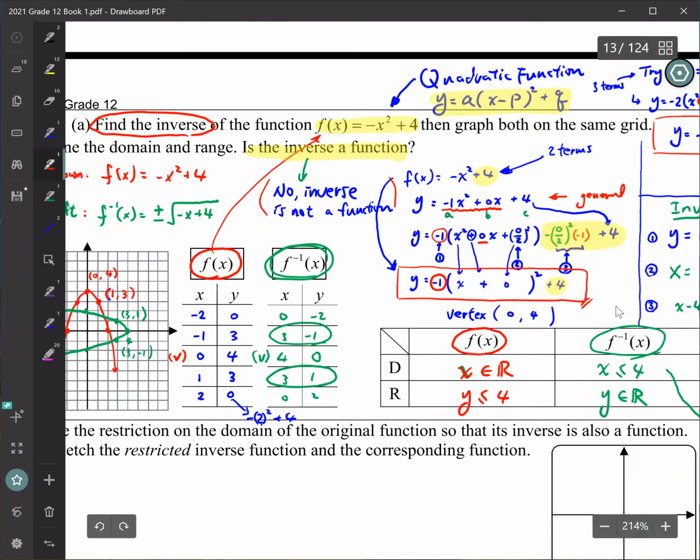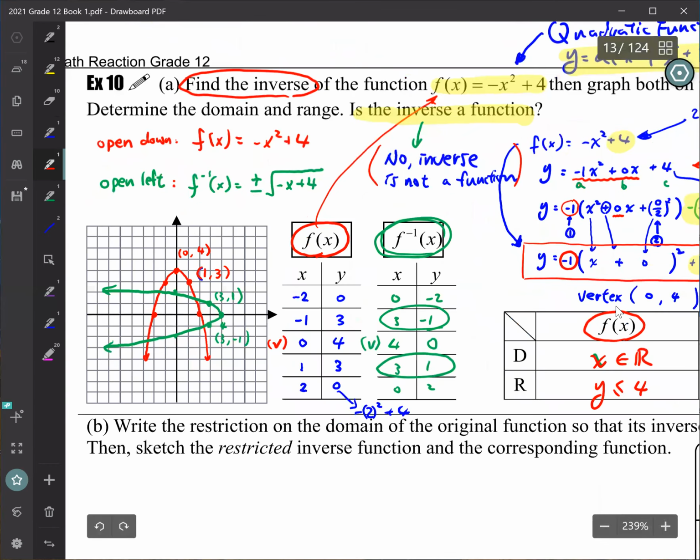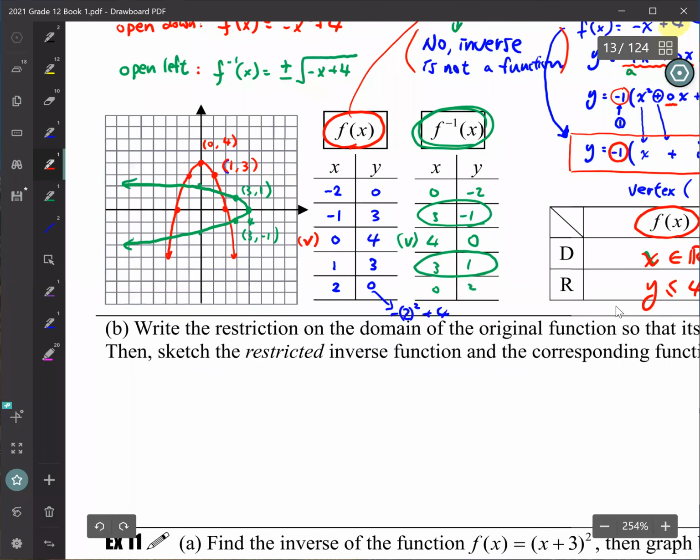So in your homework, you have questions like this as well, asking you to check if the inverse is a function or not. So if you start with a parabola, then your inverse will always not be a function, because it becomes opening sideways. So we call that the vertical line test. You probably learned it in grade 10, the vertical line test for a function. We'll write it down at the bottom.